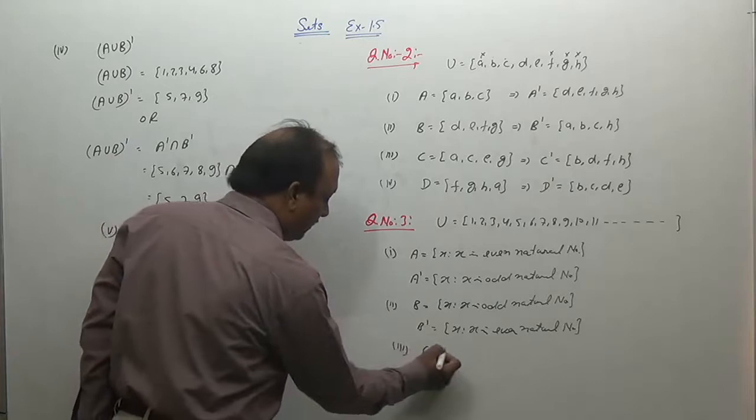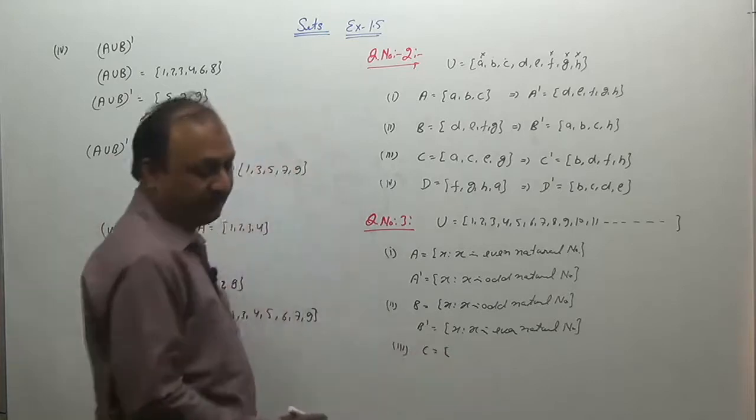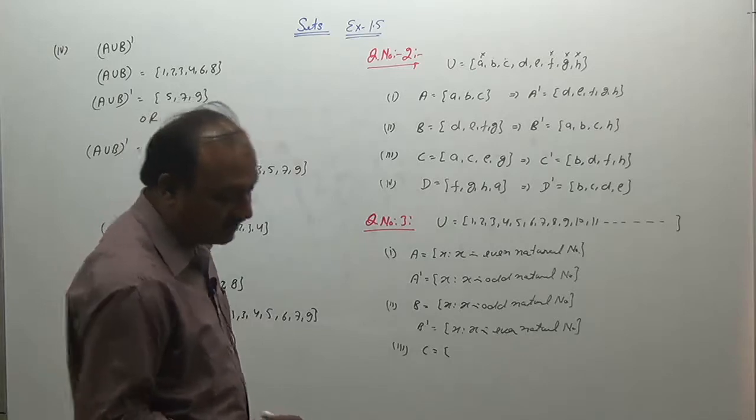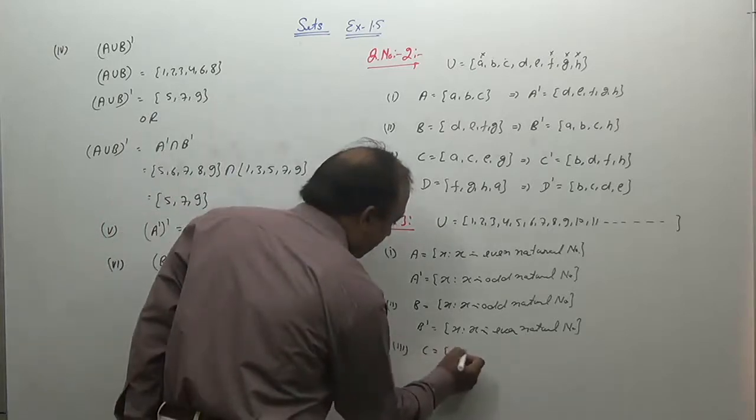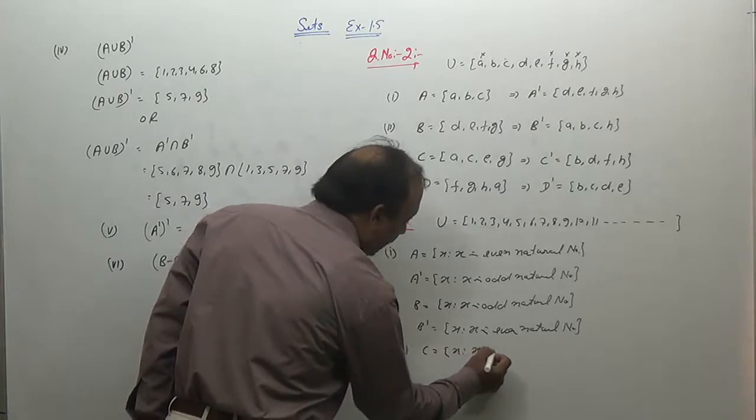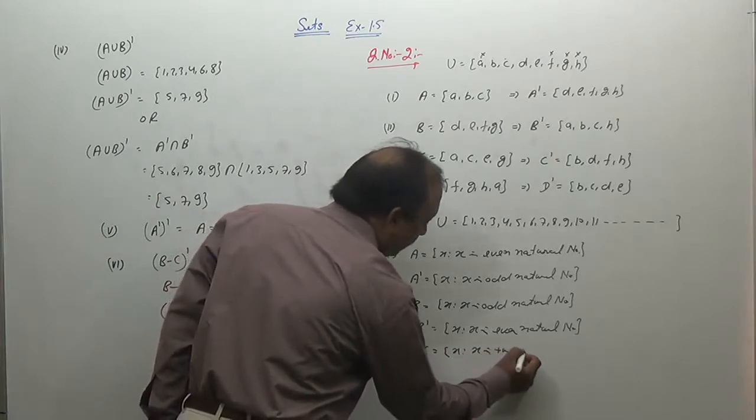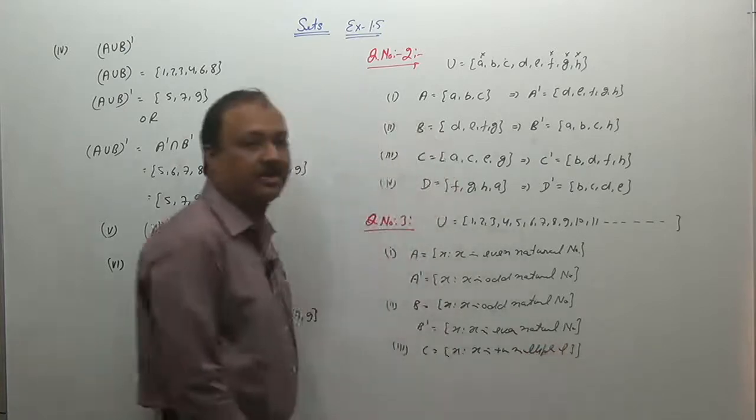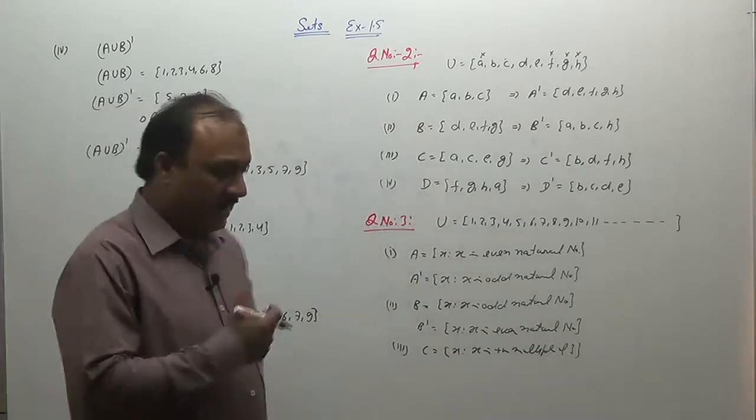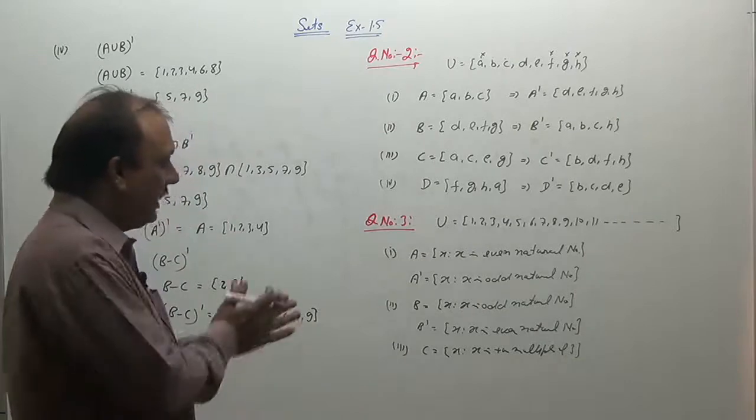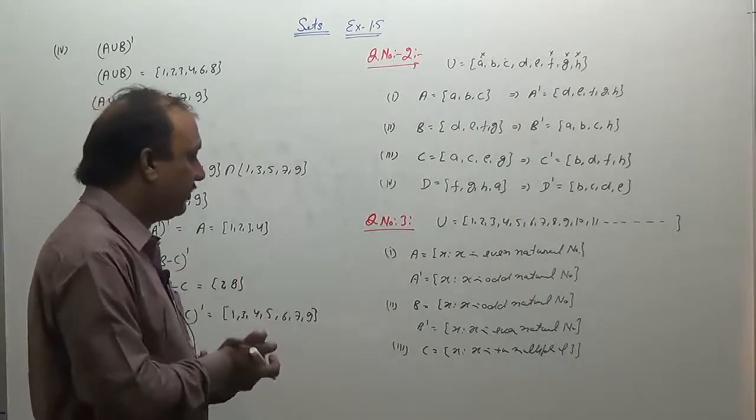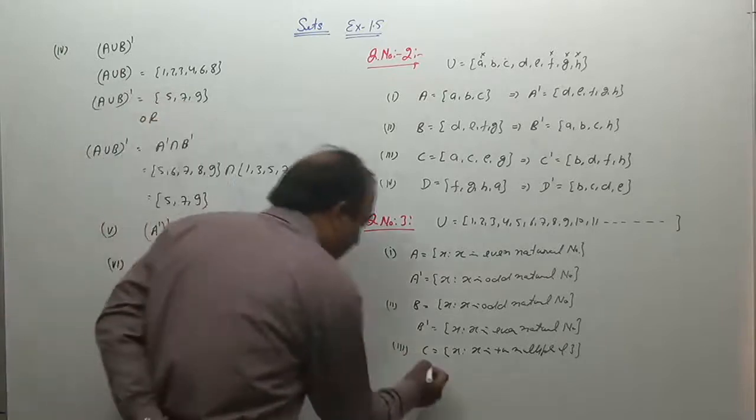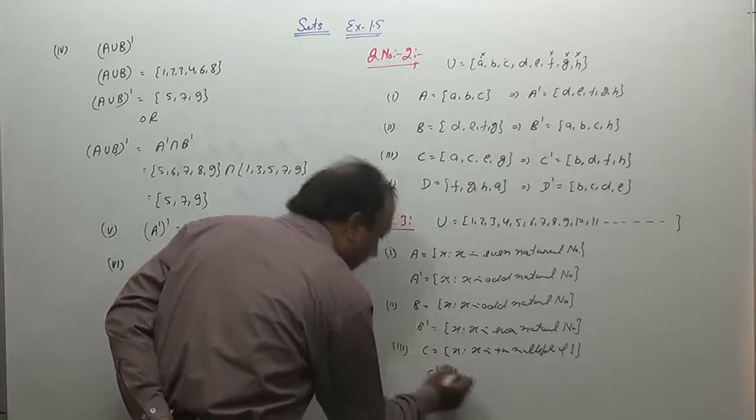Third is the set denoted by C, and this one is X such that X is a positive multiple of 3. I think there is no need to say positive multiple of 3 because all natural numbers are positive. So find out the complement of the set C.